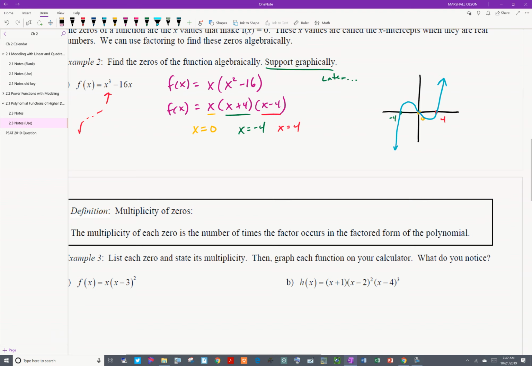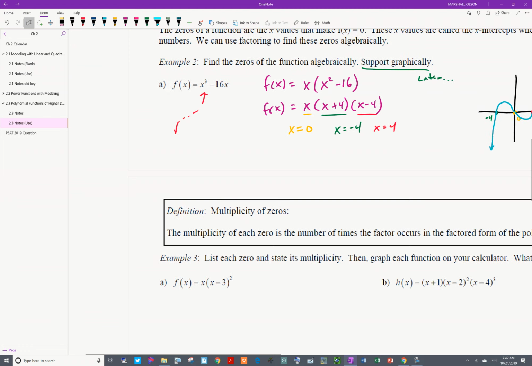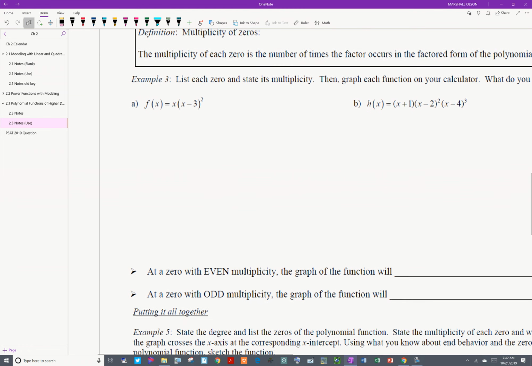If it has an odd multiplicity, it's going to go through it, just like all these did. It went through the negative 4, through the 0, and through the 4. But if you have an even multiplicity, it's actually going to be tangent to the x-axis at that zero. So that's a good time. We're going to flip over to this next page now, and we're going to see a few of these that have an even multiplicity.